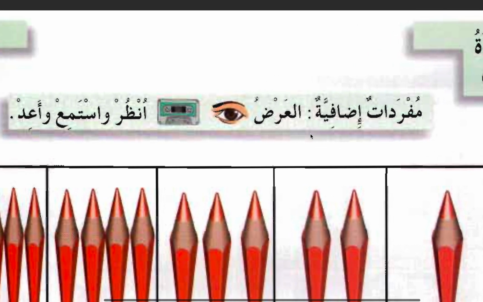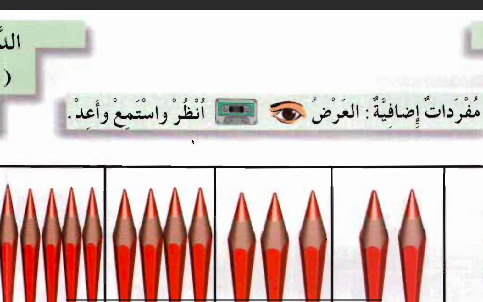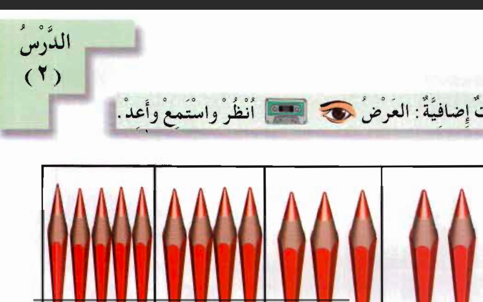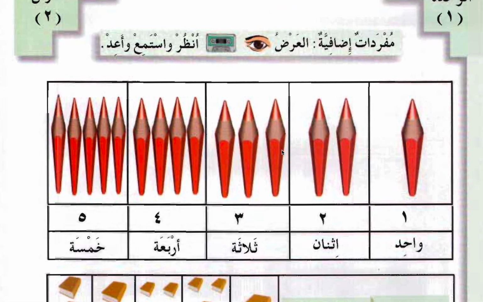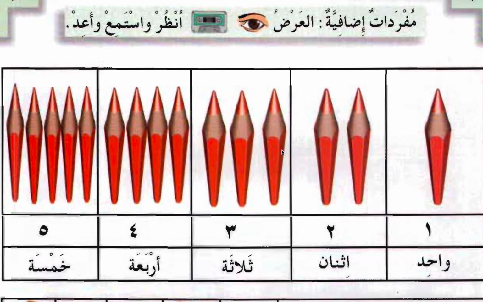So now we have al-ard. Al-ard, we've covered it. Undur wastami' wa'id, right? This is familiar to us. We don't need to translate it. And now we get these strange perspective images of color pencils that are used to explain the numbers. Okay, so we have here these numbers that we might recognize, okay?